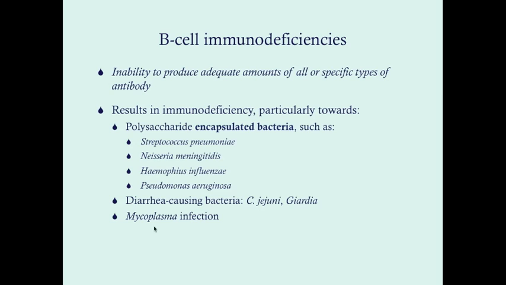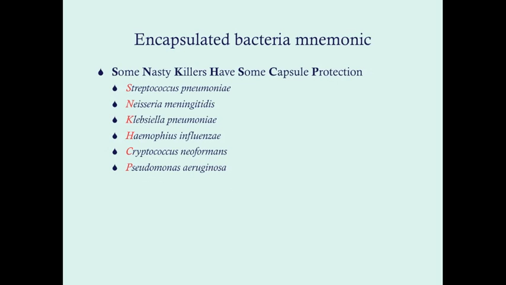And then some other problems that you can get are from diarrhea-causing bacteria. I'm not so sure about the mechanism here, but what we tend to see is Campylobacter, and then Giardia. Giardia is not a bacteria; I should probably put a semicolon there. Giardia is a flagellated protozoa, and this is a very common cause of diarrhea as well. So we see in these antibody immunodeficiencies chronic diarrhea, and then they can also get mycoplasma infection. And we'll talk about more specific ones for each of the diseases too.